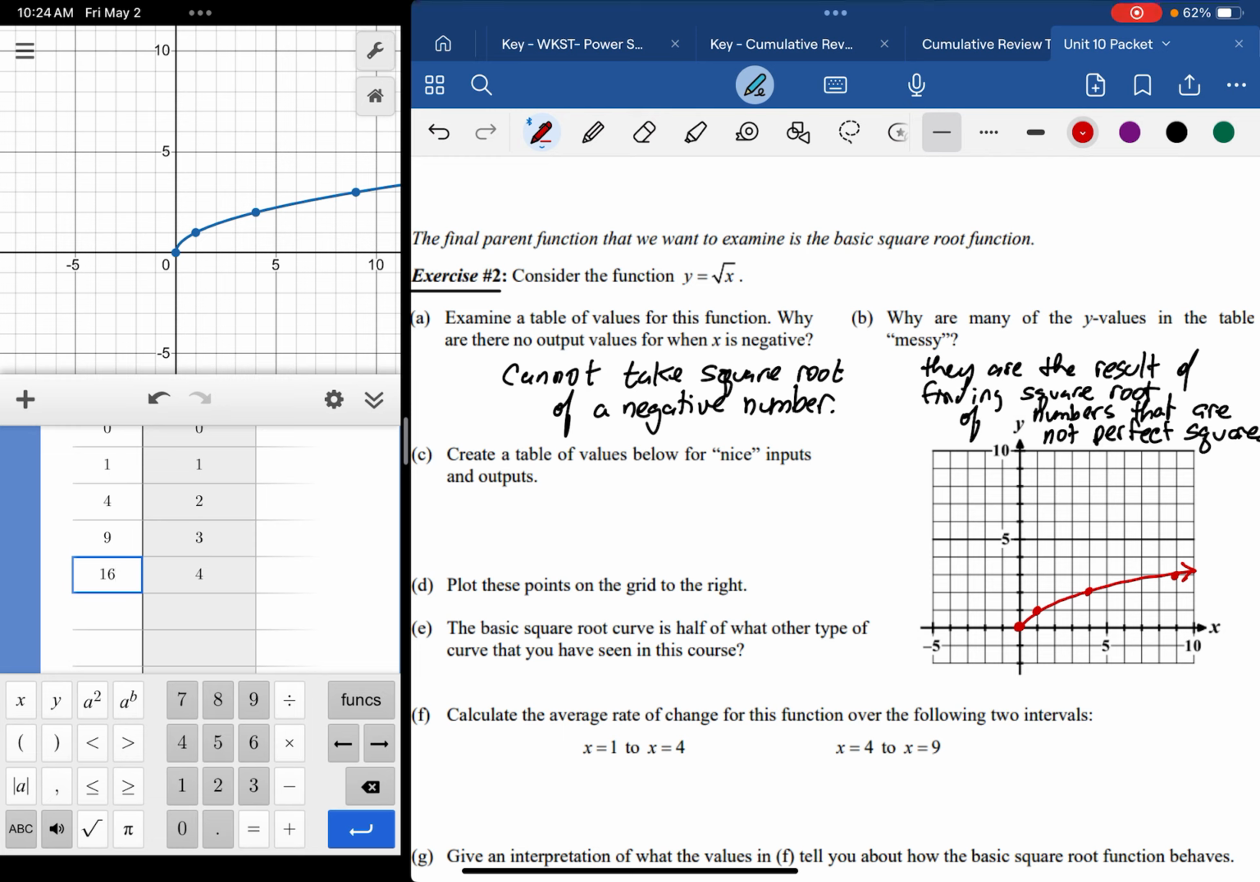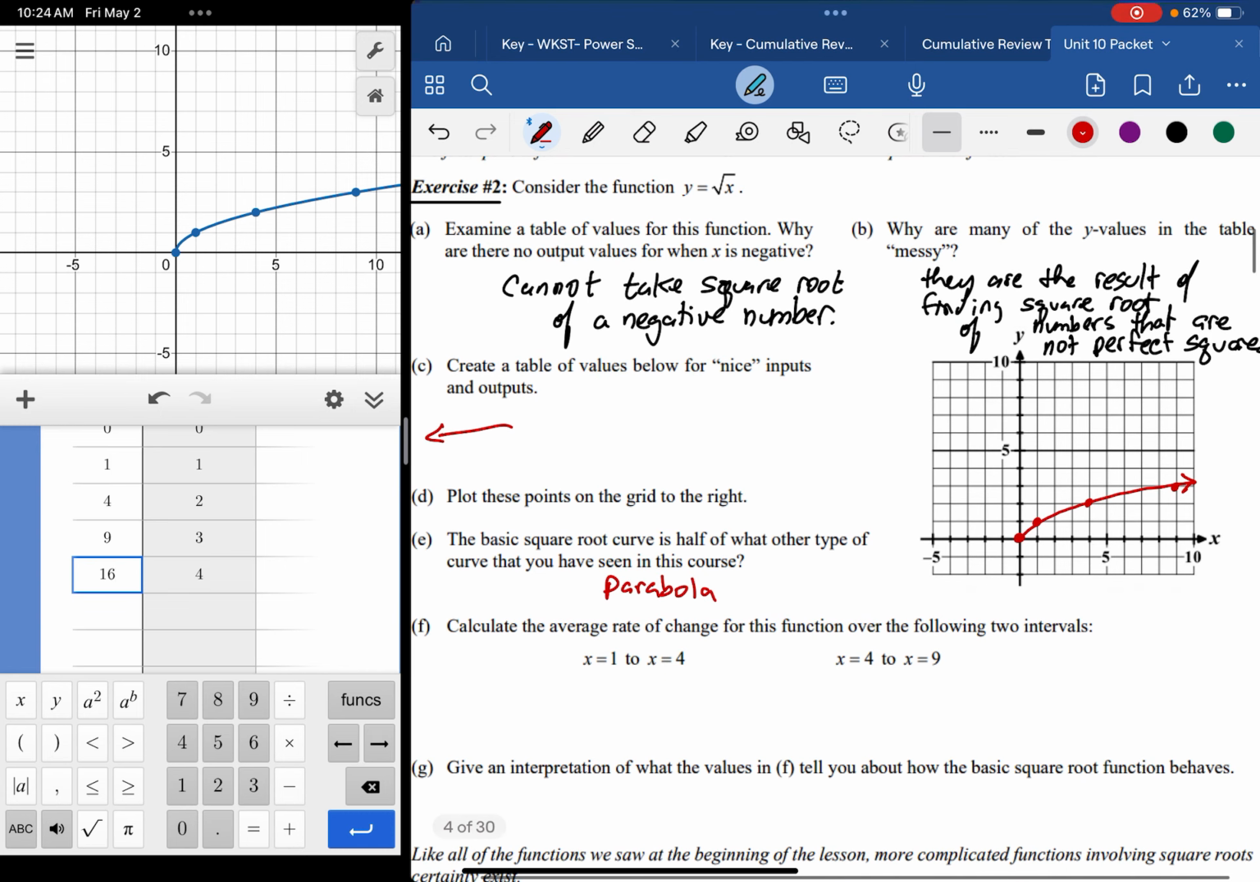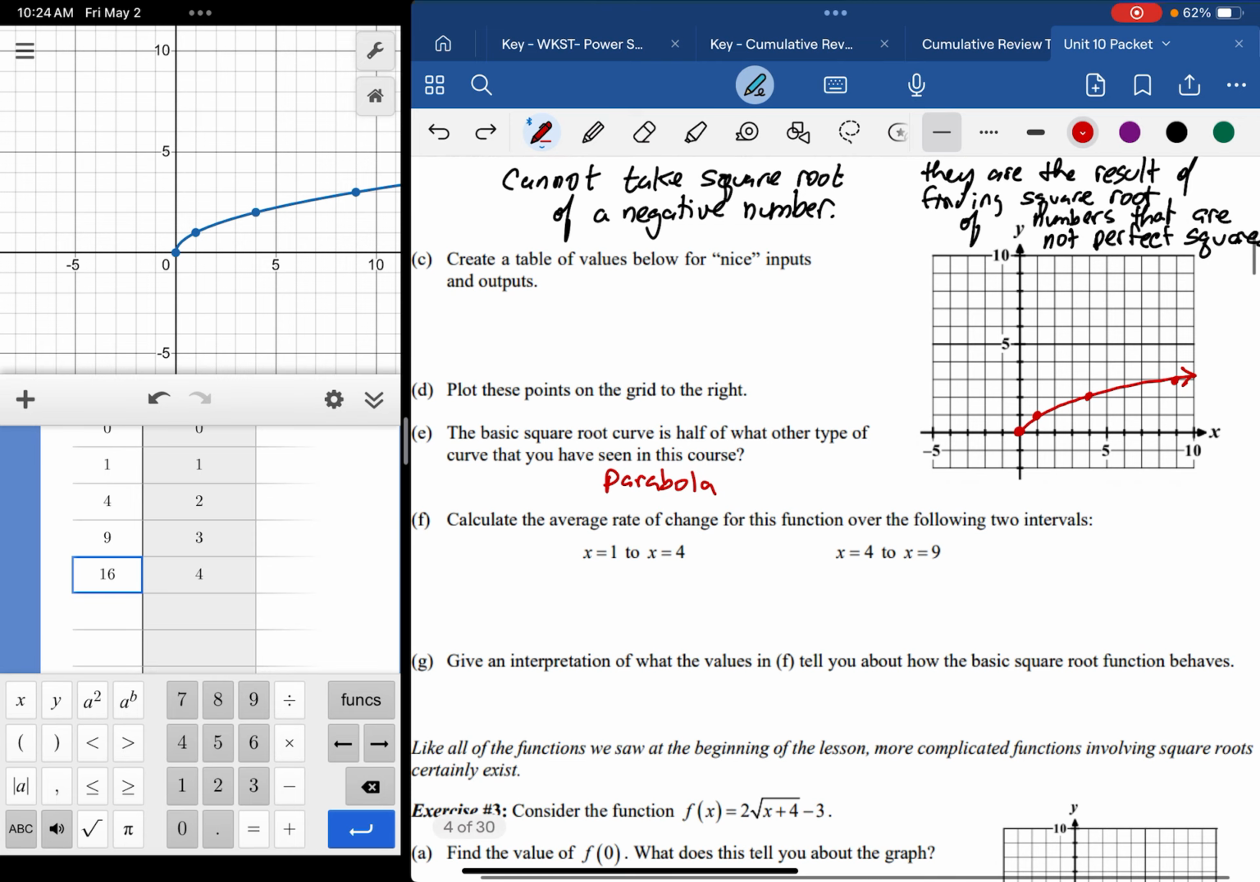The basic square root curve is half of what other type of curve that you've seen in this course? Again, that's a parabola. I created the table of values in Desmos, so if you want to write them down, you're welcome to, but not necessary.